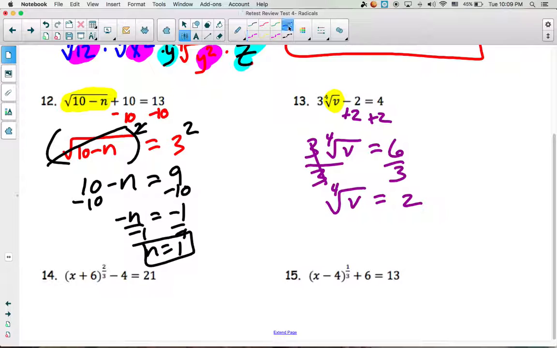And then to cancel out a fourth root, you have to raise it to the fourth power. And you must do that on each side. The fourth root raised to the fourth power will cancel. That gives you v. And then 2 to the fourth, that's 2 times 2 is 4 times 2 is 8 times 2 is 16. So your answer is 16.